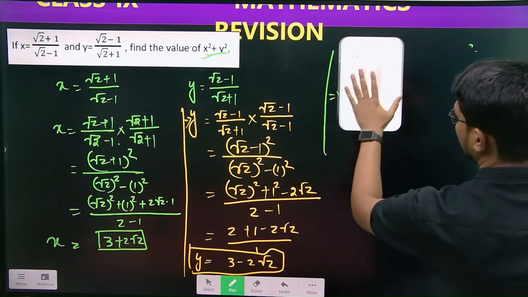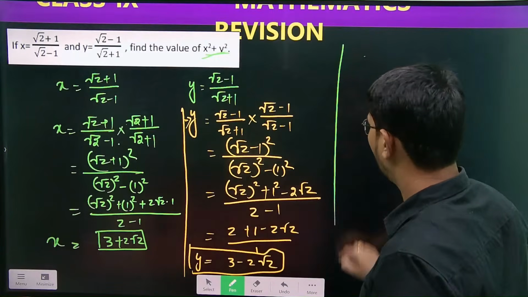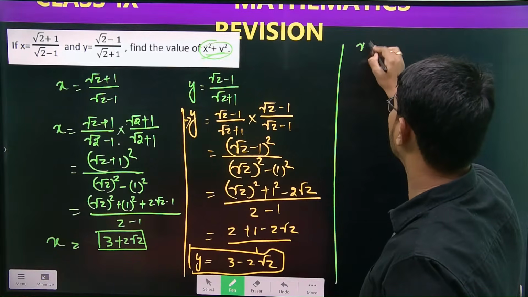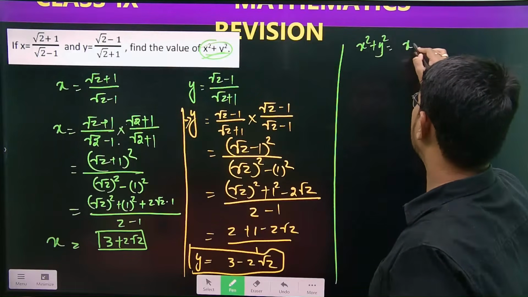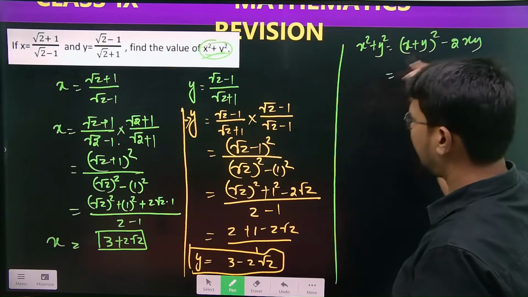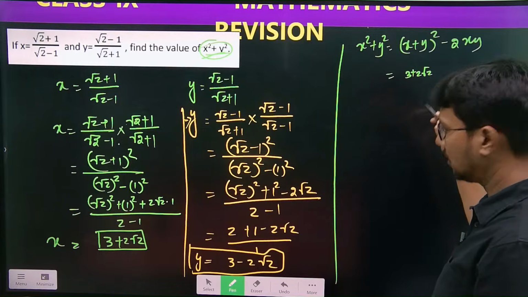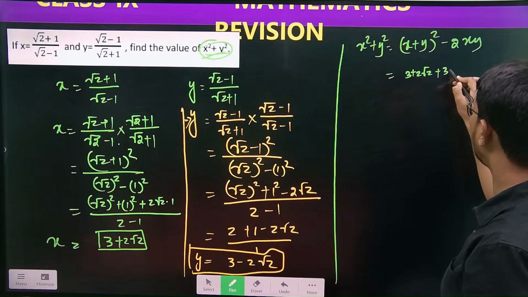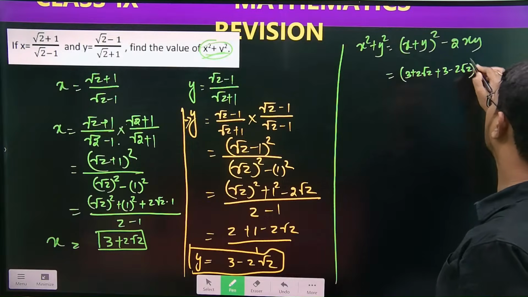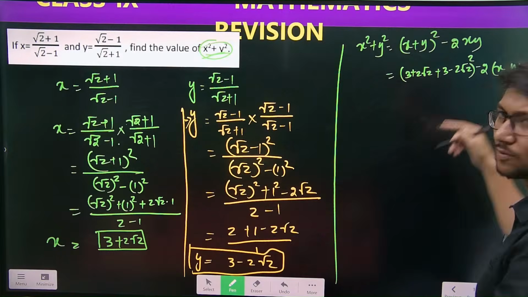Okay, if not, I am writing this part again here. Check: we have x and y, and we have to find this one. I said, children, what is x square plus y square? That is x plus y whole square minus 2xy. What is x plus y? 3 plus 2 root 2 plus 3 minus 2 root 2, and its square, right? Minus 2 into xy. I'm writing xy now, I'll replace xy later on.